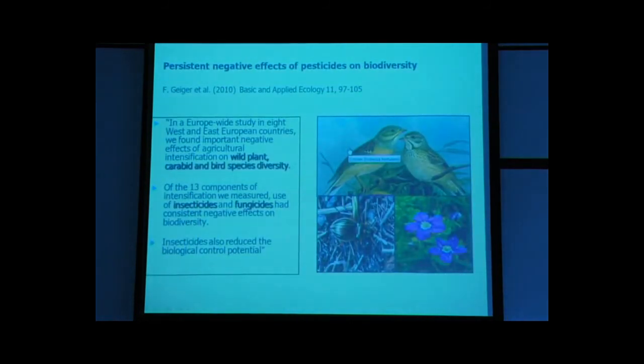Now then, we know from recent studies conducted in Western and Eastern European countries that agricultural intensification has a negative effect on wild plant, carabid and bird species diversity. And the important thing is that of the 13 components that were measured, the use of insecticides and fungicides had consistent negative effects on biodiversity. And insecticides also reduced the biological control potential.